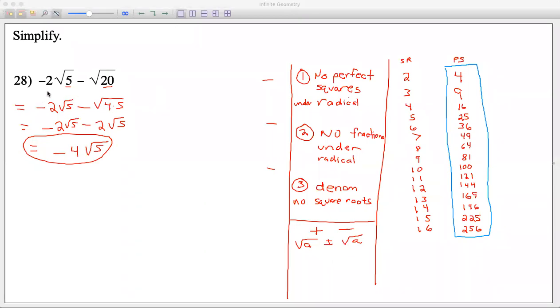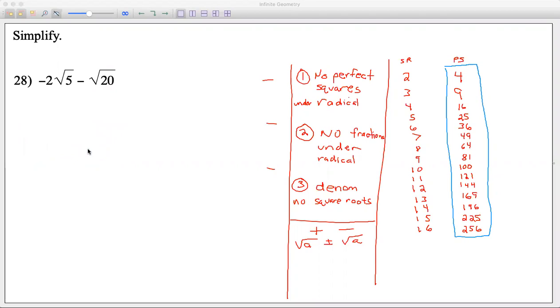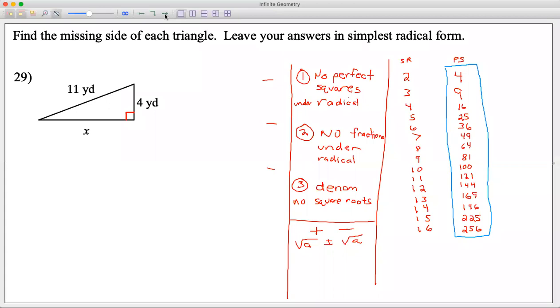All right. So let's see, we did simplifying, we did multiplying, we did dividing. Now we just did adding, subtracting. What's left is Pythagorean theorem.